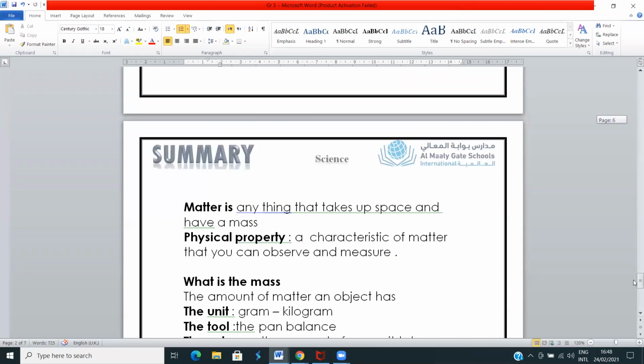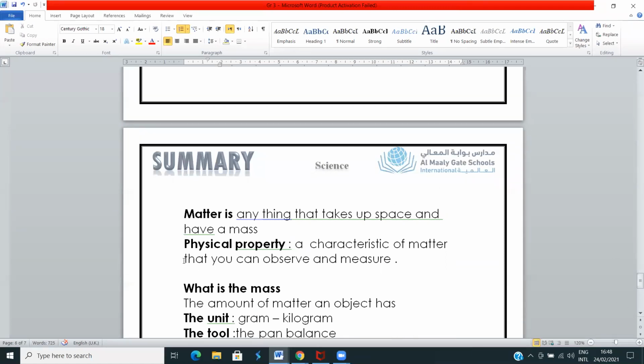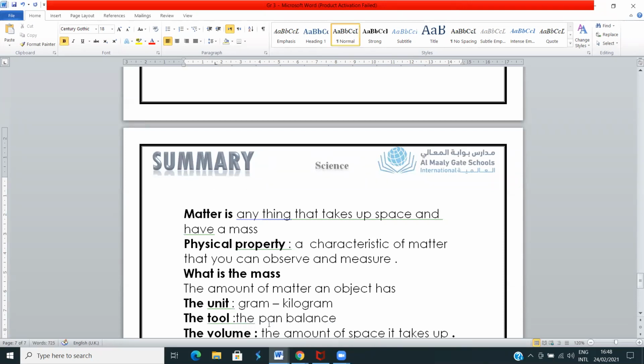What is the mass? It is the amount of matter an object has. What are the units? Gram and kilogram. What is the tool? It is the balance. You know? So we say that is the mass here. My students, I will give you the time to write. Write please this one in your notebook. Not in the book, in your notebook now.